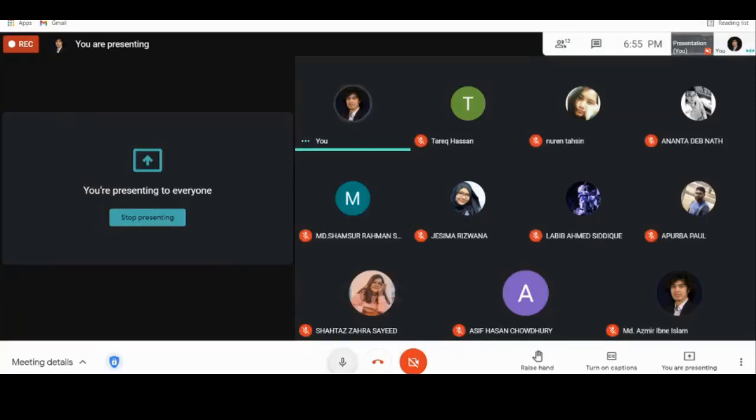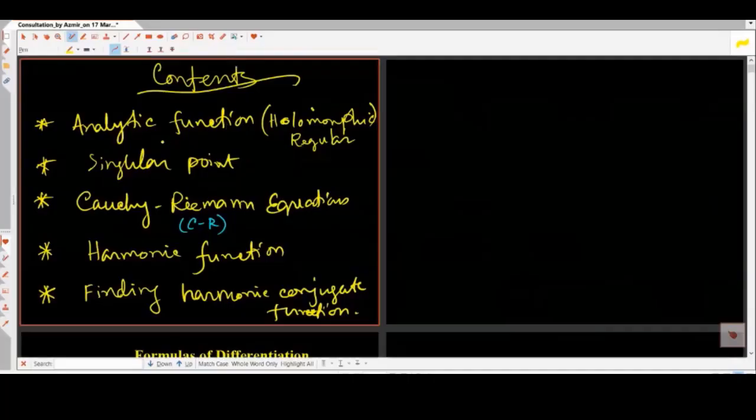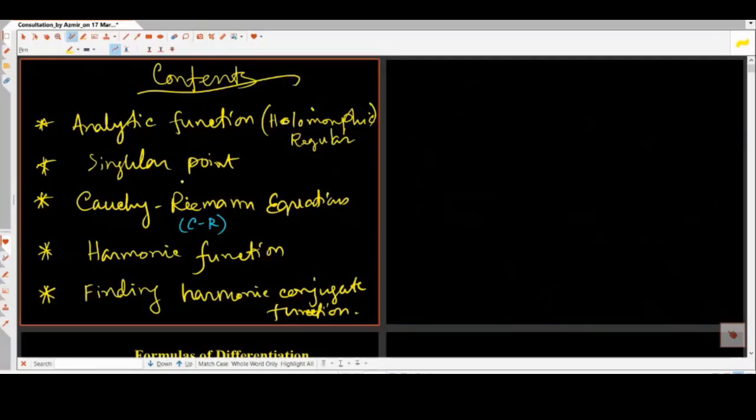So in this session, we are going to talk about analytic function or holomorphic function, regular function. We are also targeting singular point, Cauchy-Riemann equations. Cauchy-Riemann equations are also called CR equations. And then harmonic functions. And then we will learn how to find harmonic conjugate function. So we are going to talk about these contents today.